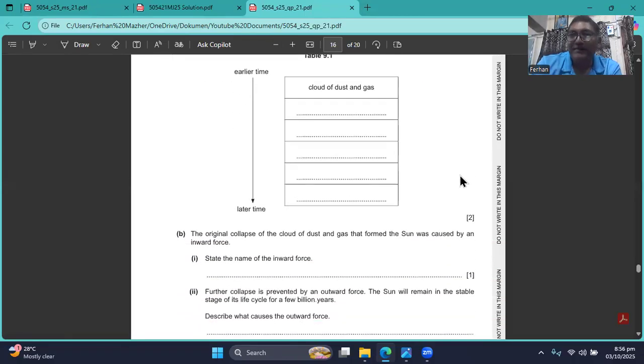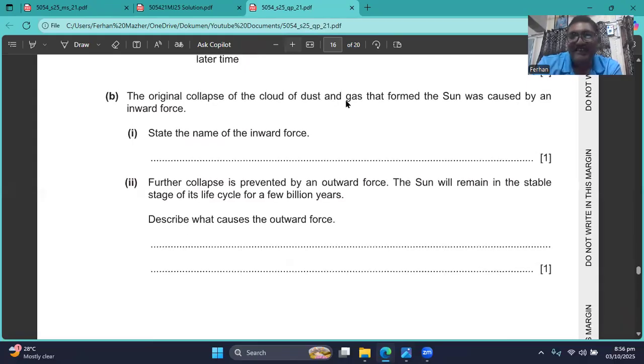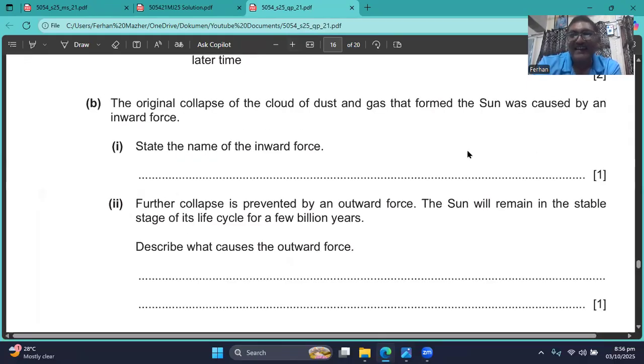Okay, I hope you remember the stages of the life cycle of a massive star. There are 2 types of life cycles: one is for small stars like our sun, and the other is the life cycle of massive stars.